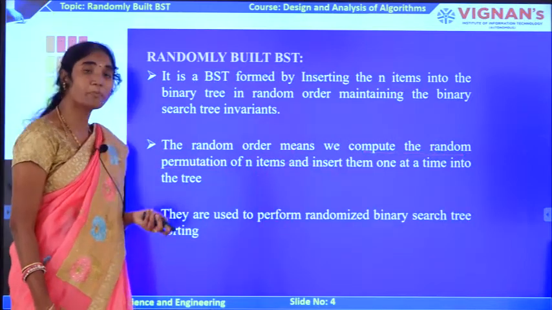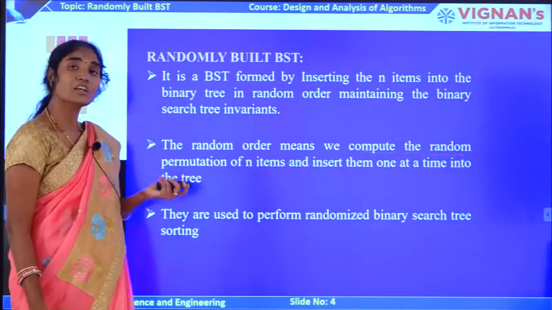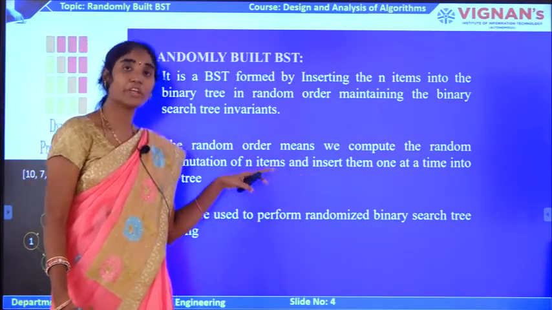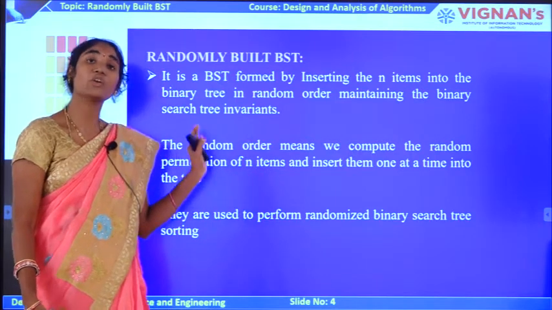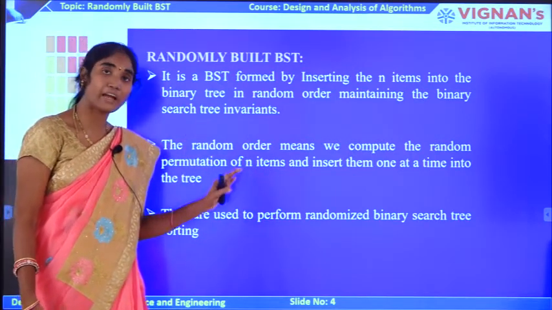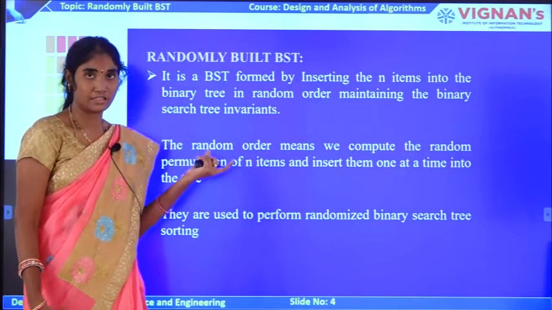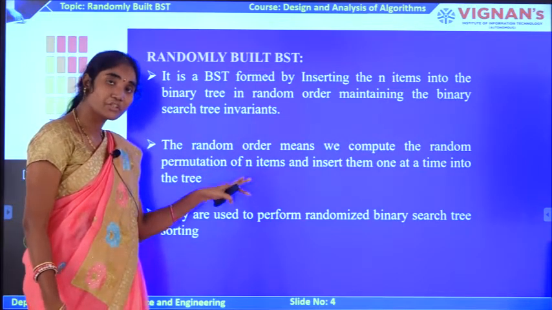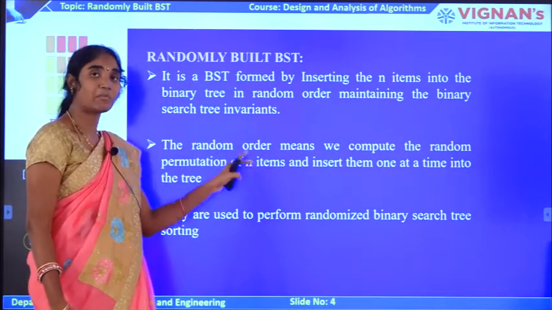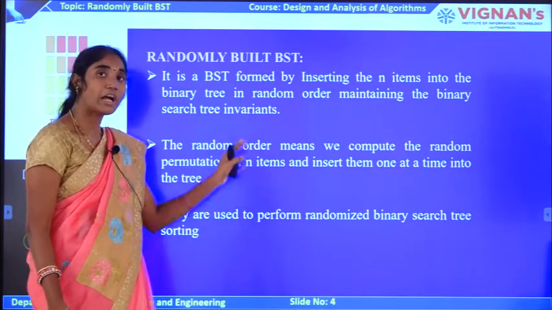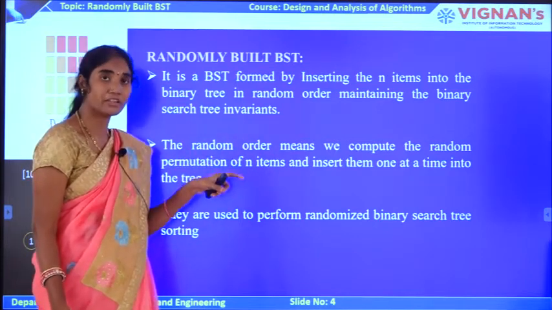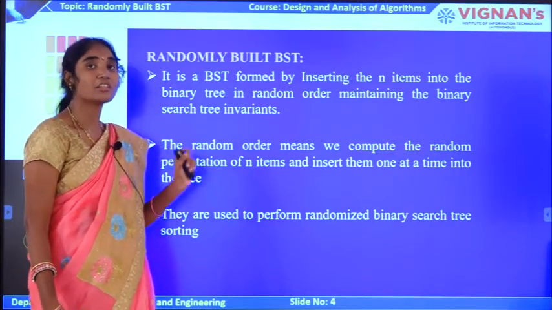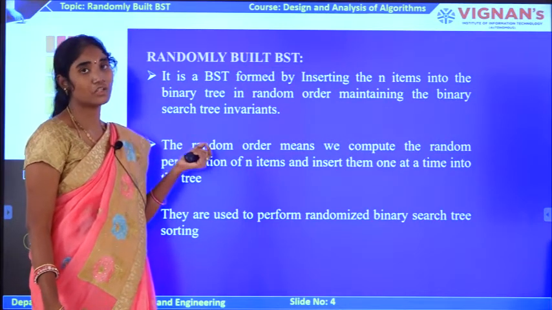They are used to perform randomized binary search tree sorting. After getting this randomized binary search tree, we find the in-order tree traversal, which is nothing but the sorted list. So by taking a randomizer function, you find the randomized binary search tree, and after constructing it, you find the in-order tree traversal to get the sorted list for the given list of elements.